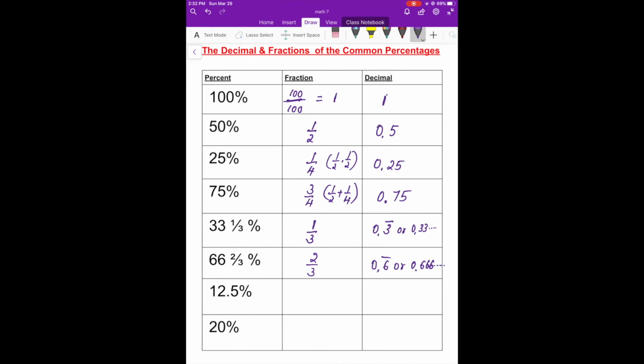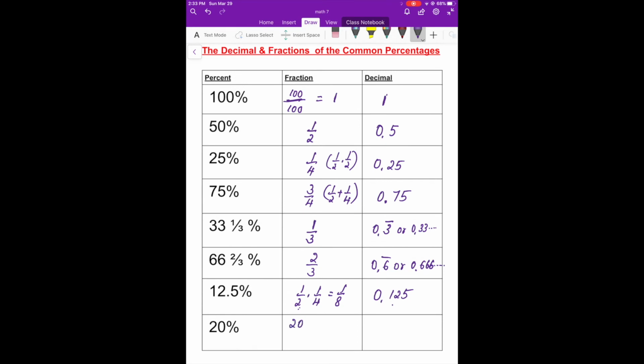And 12.5% is actually 1/2 of 25%. So that means 1/2 of 1/4, which is going to be 1/8. So 12.5% is 1/8, and the decimal form is 0.125, which is going to be, if you add 0.125 plus 0.125, you will get 0.25. So this is half of a quarter, 1/2 of 1/4, which is 1/8.